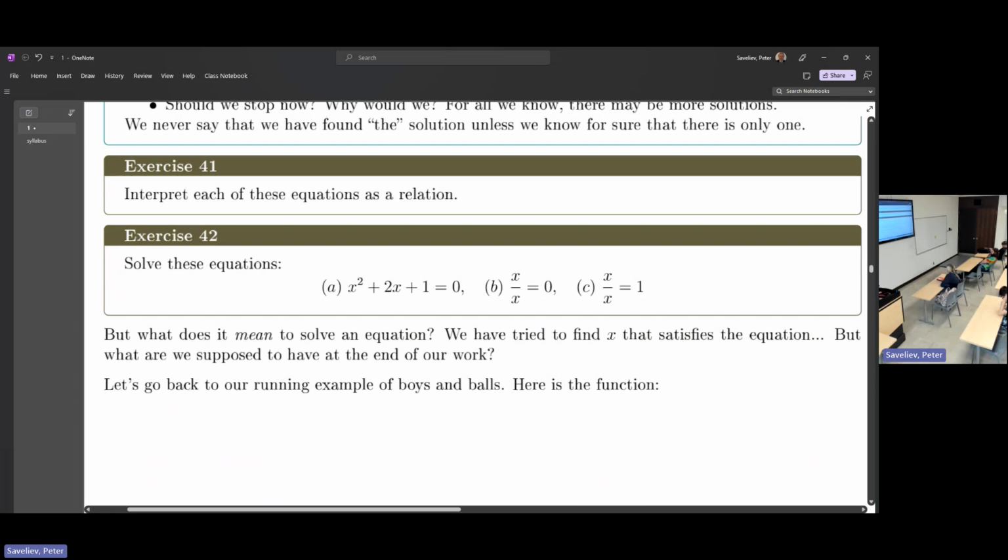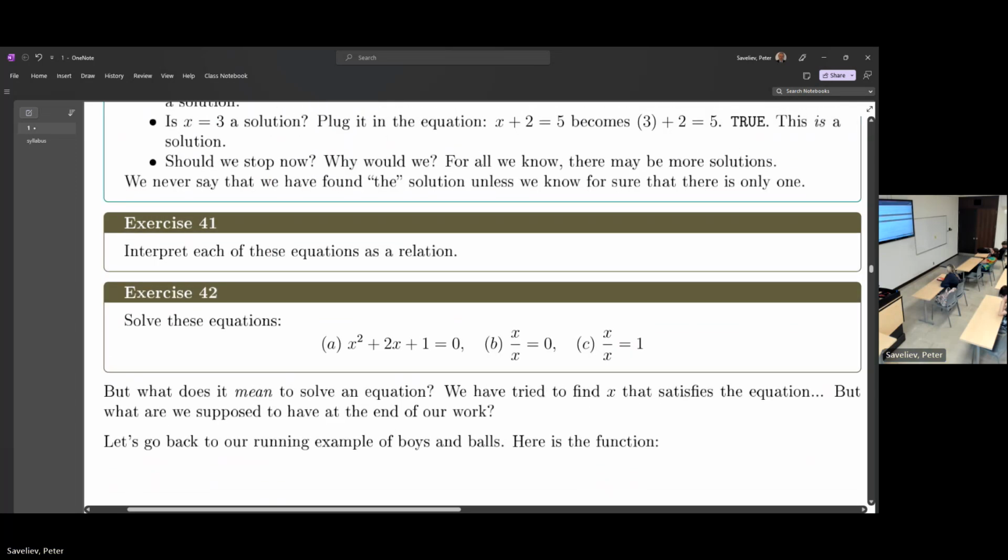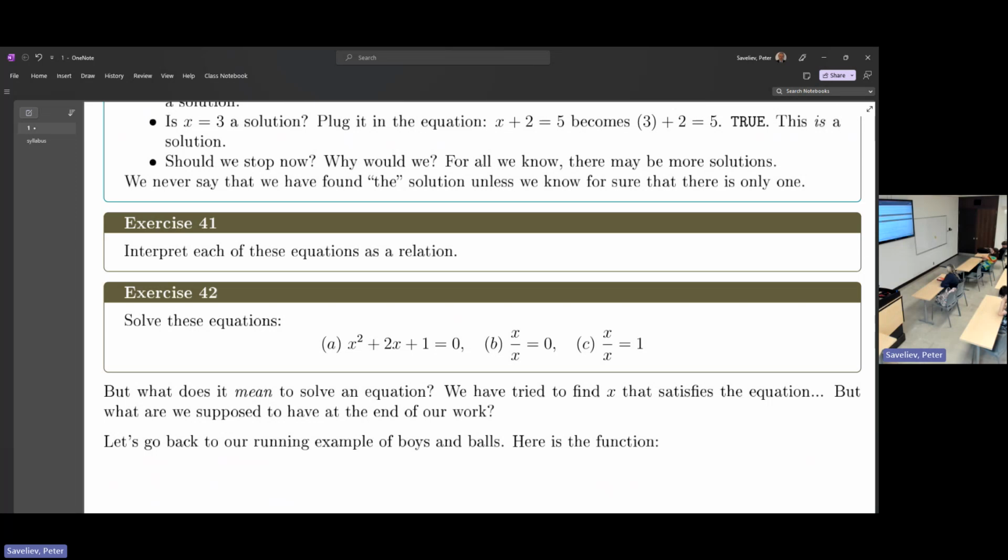Okay, so equations. Have we solved these equations before? x over x is equal to 1. I did it just yesterday in my other class, and I'm not sure if I did it in this class or the other class. There are too many classes.